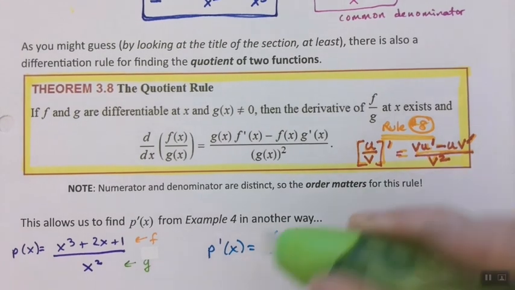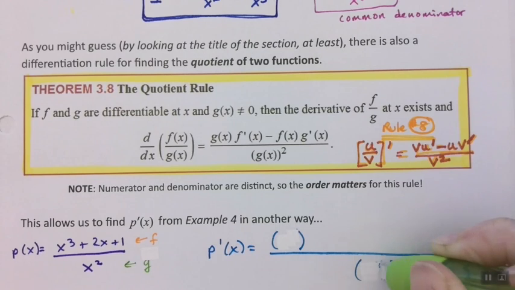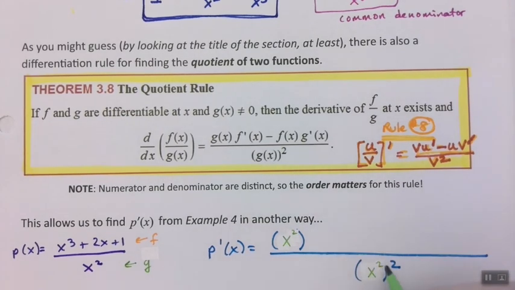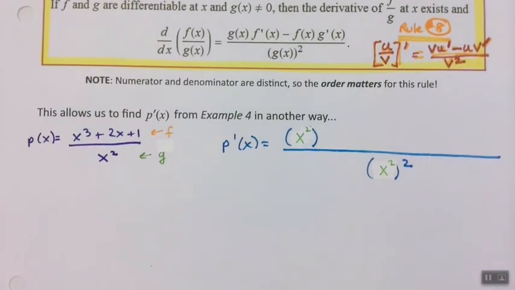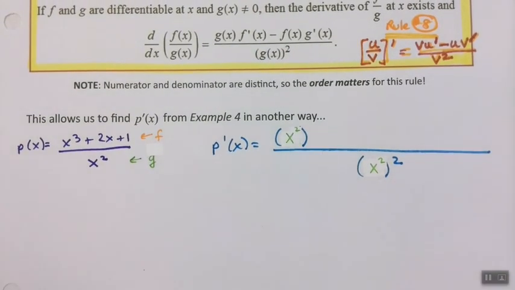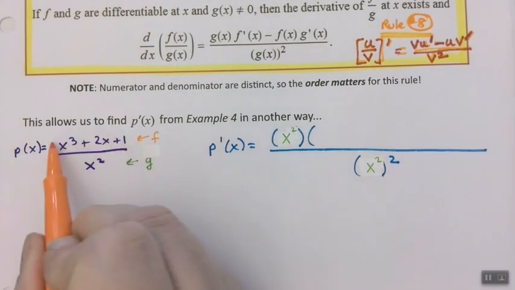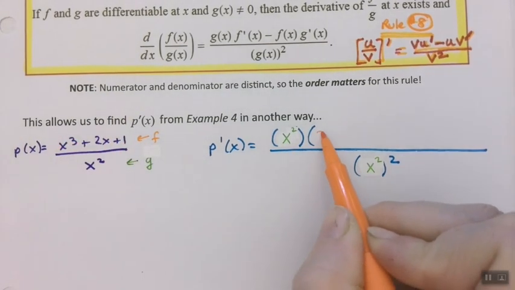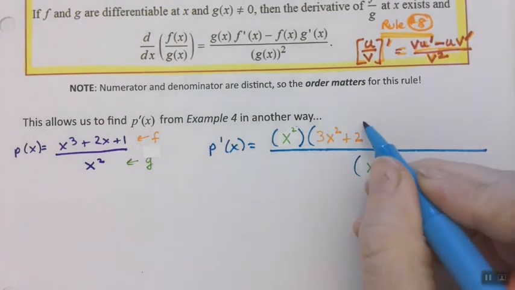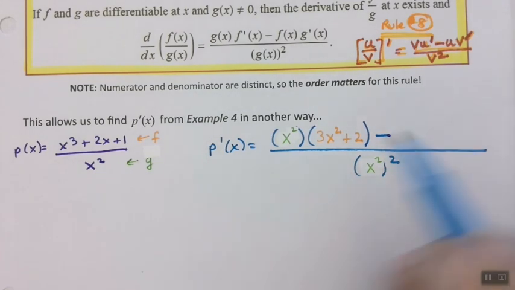Actually, let me do it this way. It'll be easier if I color code it. There's x squared right here, and there's x squared right here. So g of x goes in the denominator and squared, and goes up here in the front. And then I multiply it by f prime. Well, f prime is the derivative of this numerator, so that would be 3x squared plus 2, close parentheses, because the derivative of 1 is 0, minus.